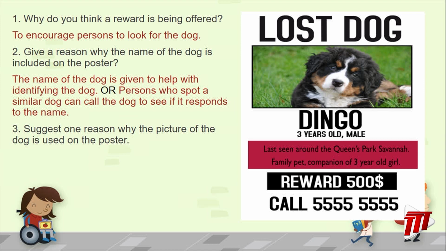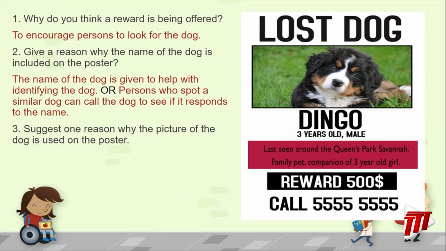Finally, let's consider question 3. State one reason why the picture of the dog is used on the poster. From your experiences, you know that if you see a picture of something, then you will be able to easily identify it at some point in the future. So we can infer that a picture of Dingo was presented in the poster to help us to identify him or to spot him easily if we see him. Let's continue with our next objective.